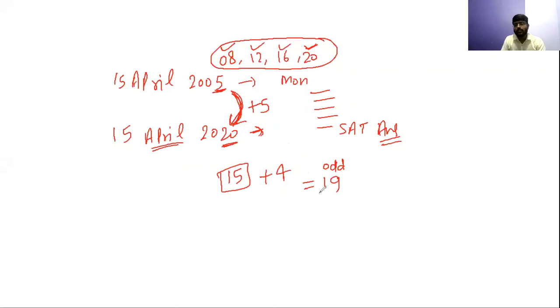And this is not rocket science. How are we getting this? Because we have a 15-year gap in total, and each year will have 1 odd day. But we have 4 leap years in this 15.